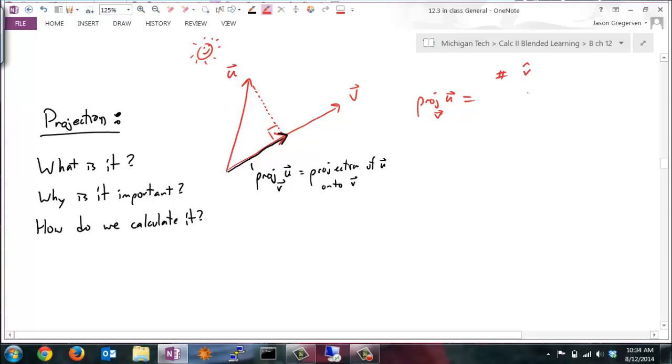Well, v hat is the vector v divided by its length. We've defined that unit vector before. And this magic number that we need, which is really the length of the projection, your book is going to call the scalar of u onto v. It's just the magnitude of the projection. It's how long that vector is. We know it points in the v direction, and the scalar piece is going to be an important piece. It is how long this vector needs to be.